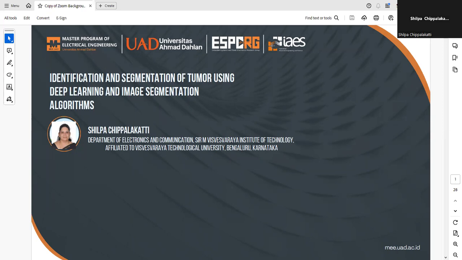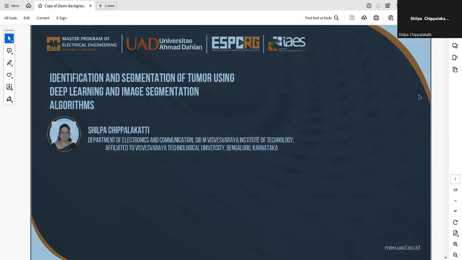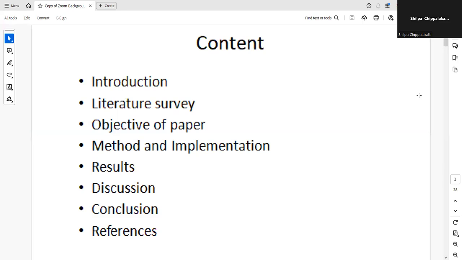Today, I'm going to give a presentation on identification and segmentation of tumor using deep learning and image segmentation algorithms. These are the table of contents. I'll be discussing the introduction, literature survey, objective of the paper, method and implementation, results, discussion, conclusion, and references.